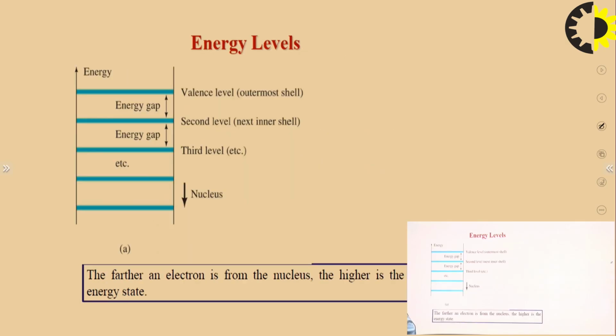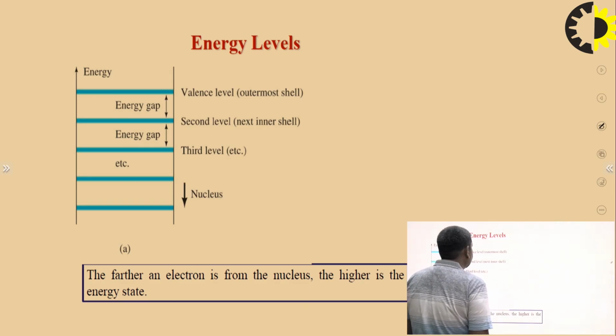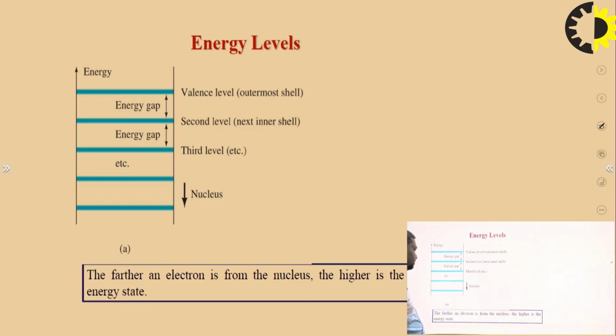Semiconductors. So what is the meaning of the energy band gap? We have the valence band and the conduction band. The energy level difference between the valence band and the conduction band is called the energy gap.